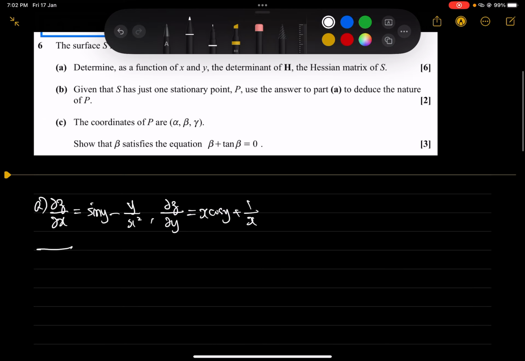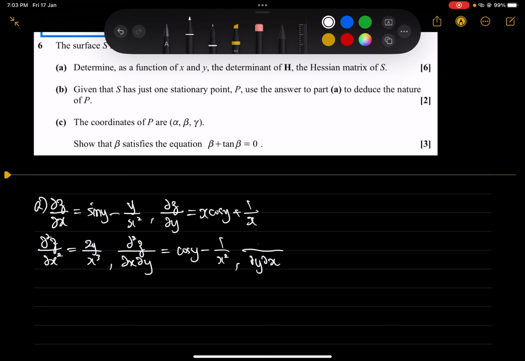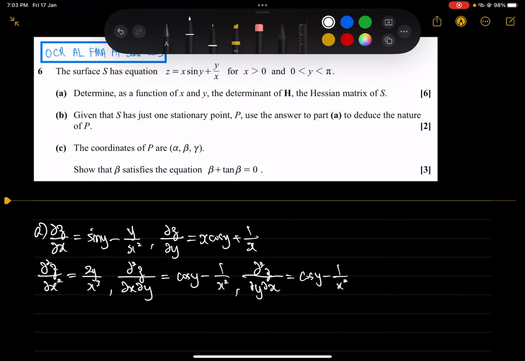And ∂²z/∂x² is just 2y over x cubed. ∂²z/∂x∂y we get cosine y minus 1 over x squared. ∂²z/∂y∂x we get cosine y minus 1 over x squared as well, which means this is a continuous function.